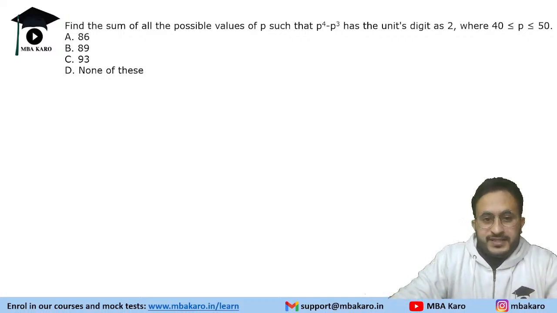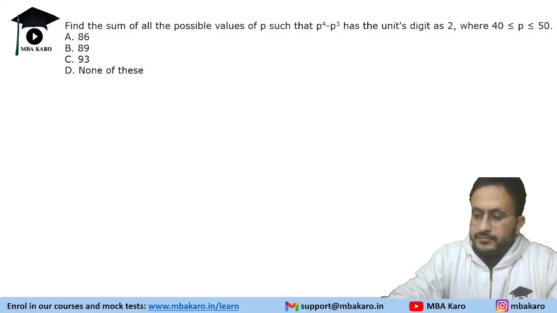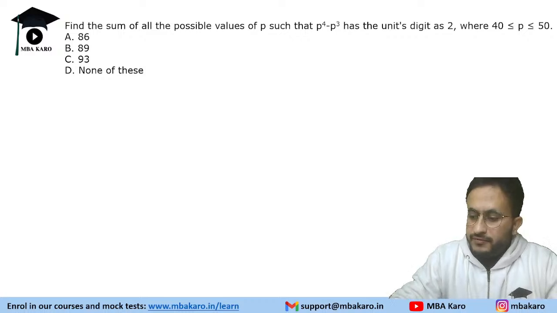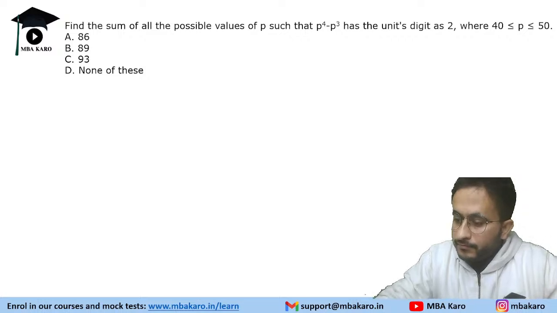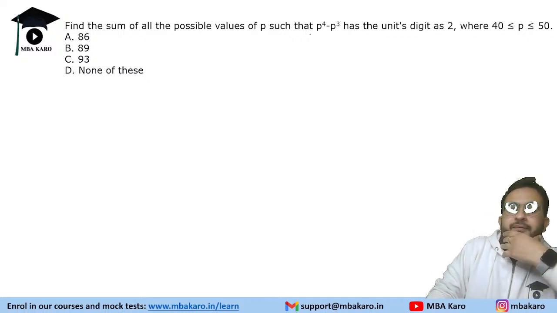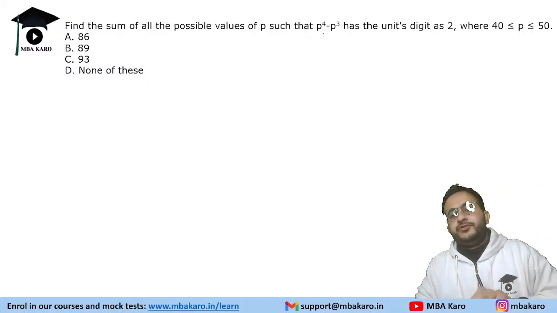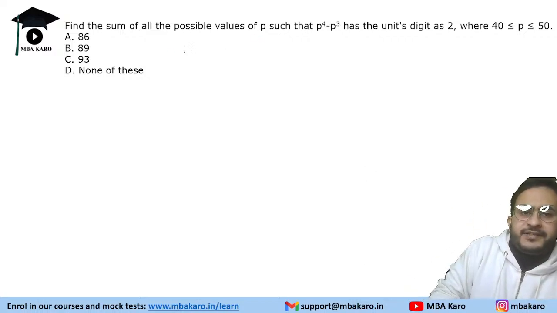Okay, so let's see this. This is definitely going to be a difficult one because calculations are involved over here. Okay, so we need to find p raised to the power 4 minus p raised to the power p cube, with units digit as 2. So p will have the last digit.